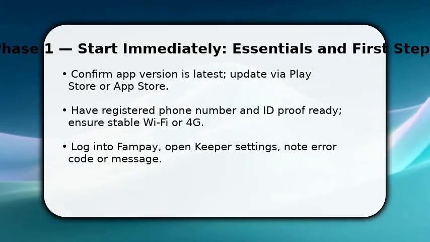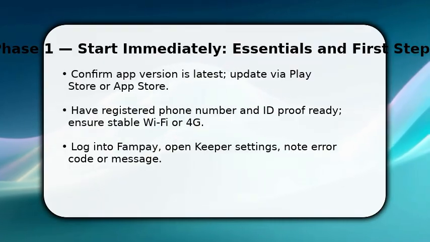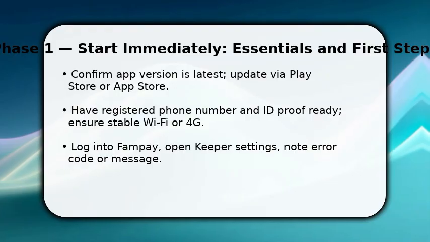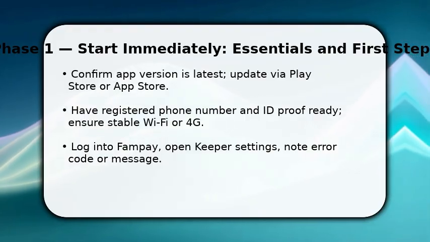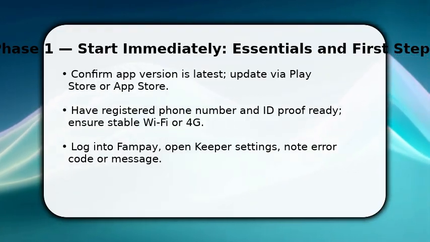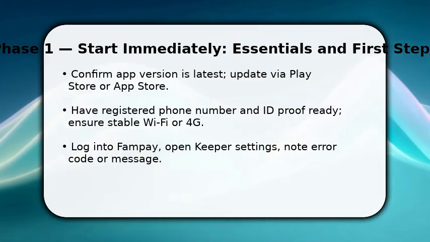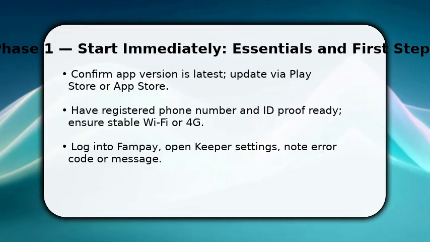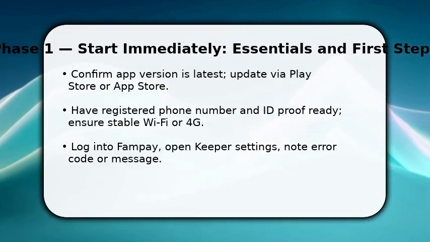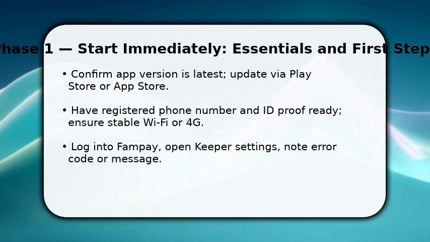You start by confirming essentials. Update the Fampay app, connect to stable Wi-Fi or 4G, and have your registered phone and ID ready. Once done, log in and go straight to Keeper settings. Note any error code or visible message. This matters because many Keeper issues are caused by outdated apps or mismatched account details.